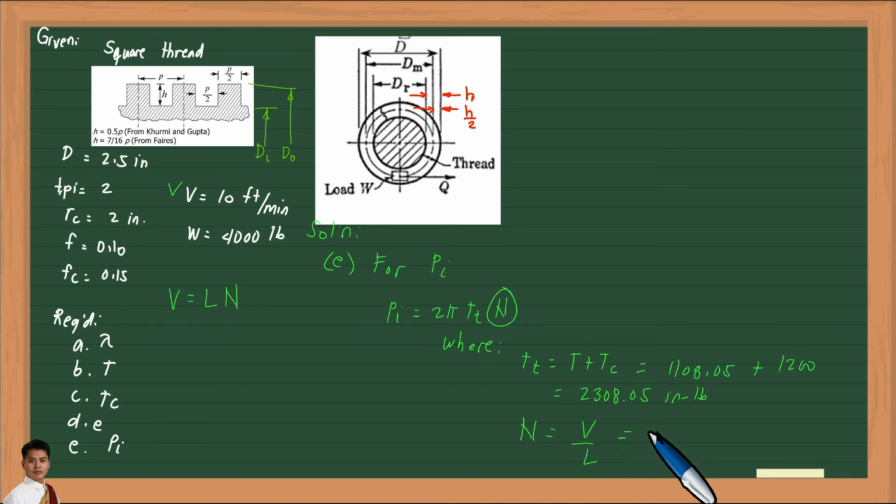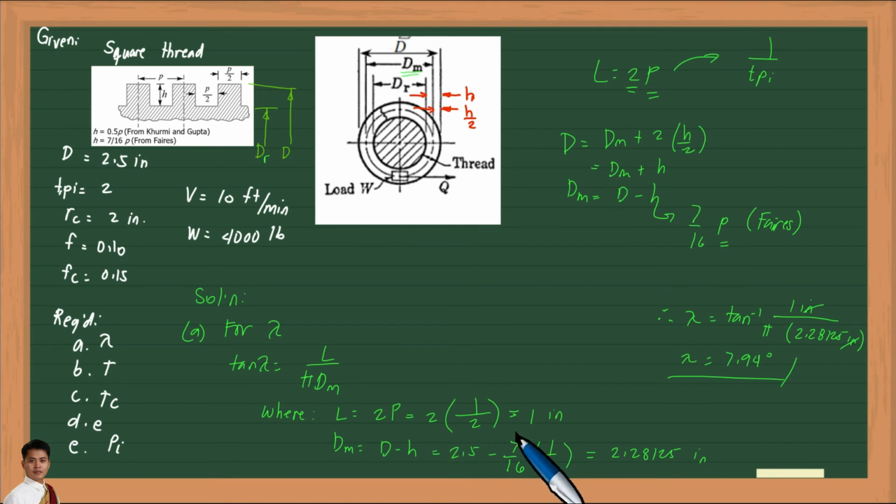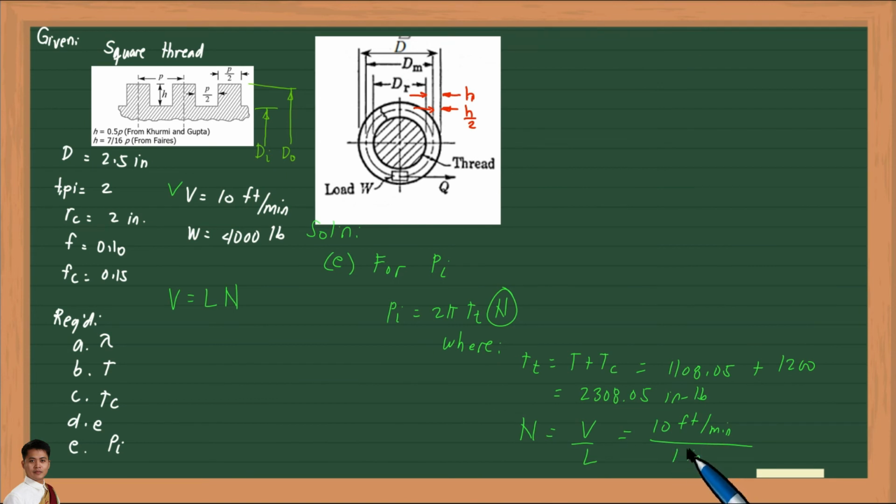So, velocity ay 10 feet per minute. So, ang lead natin dito kanina ay 1 inch. Okay? So, ito yung solution dun sa letter A kanina. So, nandito yung ating lead, 1 inch. So, since hindi consistent yung unit, convert na lang tayo. Okay? So, multiply natin to ng 1 foot per 12 inch. Take note, yung lead ay naka-per revolution. So, magiging unit natin dito ay revolution per minute. So, this is 120.